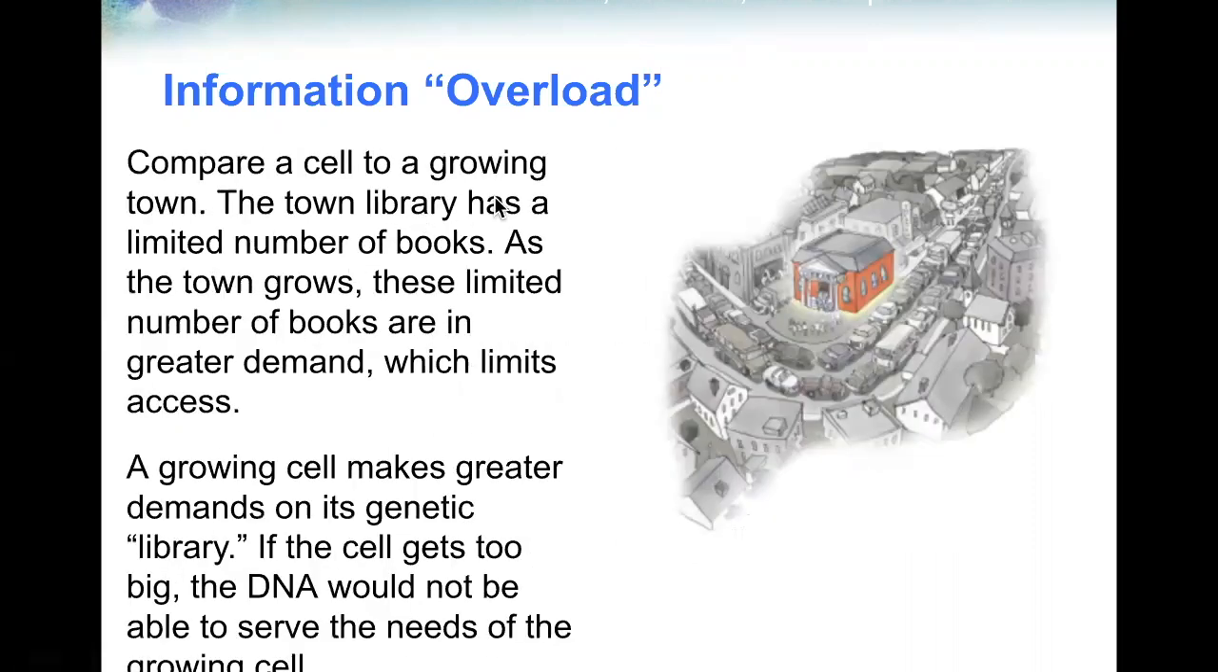So compare a cell to a growing town. The town library has a limited number of books. As the town grows, these limited number of books are in greater demand with limits to access. A growing cell makes greater demands on its genetic library. If a cell gets too big, the DNA would not be able to serve the needs of the growing cell.